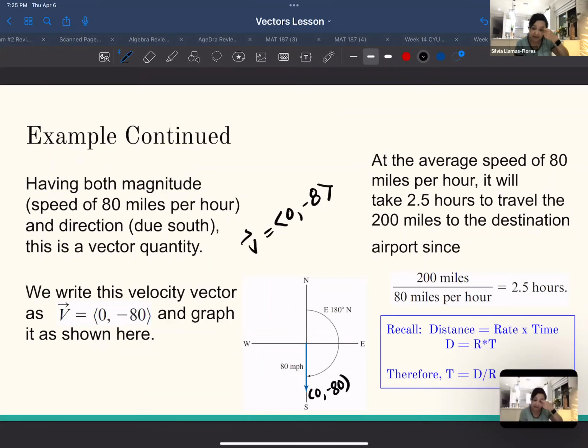Now, it says at the average speed of 80 miles per hour, it will take 2.5 hours to travel the 200 miles to the destination airport. So I'm looking here, and we have to travel 200 miles, and it's traveling at 80 miles per hour. If you guys recall, distance equals rate times time. So it's going to take 2.5 hours to get where it needs to go, which is 180 degrees due south of north. Okay, so that's that.